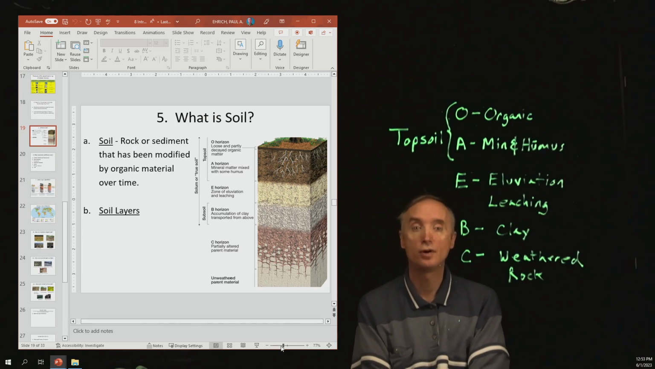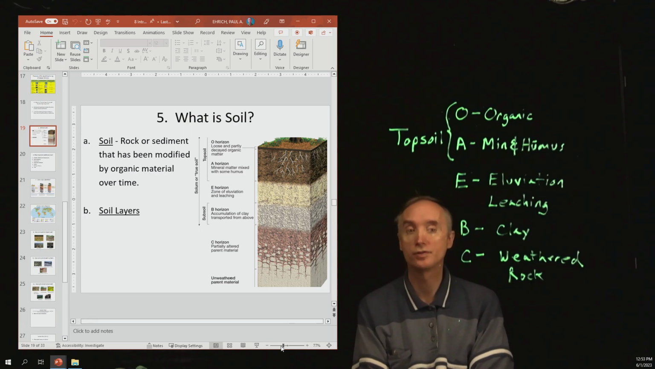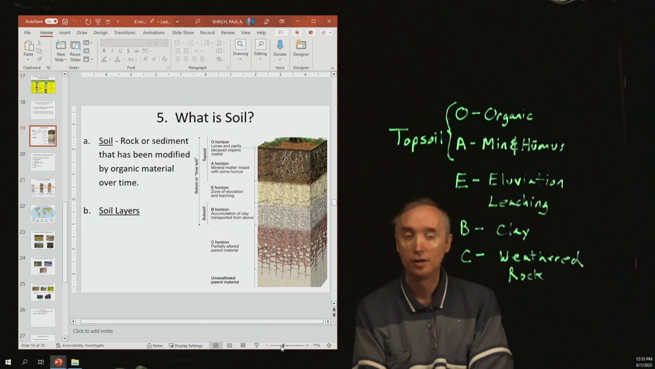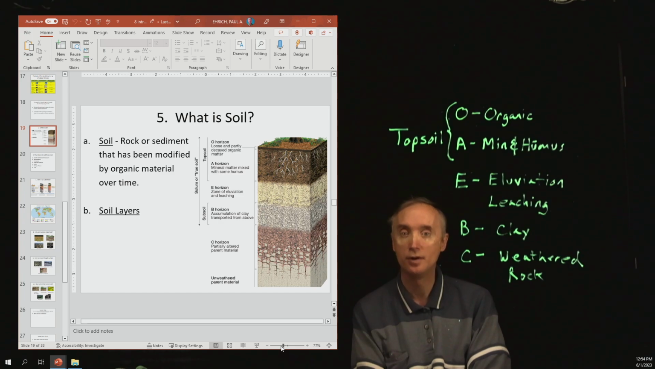All right, so let's continue our review for the Unit 2 lecture exam by talking about what soil is. In our previous segment, we talked about physical and chemical weathering, which would take a rock and break it down into sediments. So what's going to happen if we take these sediments and mix them with organic material? That's where a soil comes from. You need to know the definition of what a soil is: rock or sediment that has been modified by organic material over time.